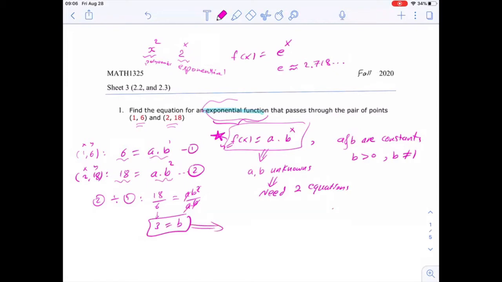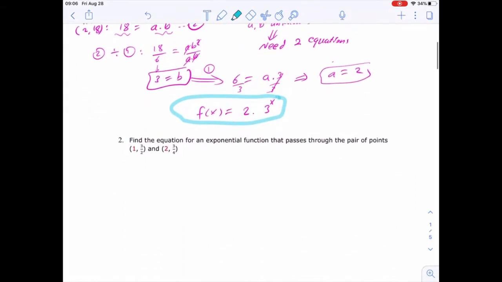Now we plug this into one of the two equations to find a. Let's plug into the simpler one, which is the first. So we have 6 equals a times b, where b is 3. Then we divide by the coefficient of a, and we get a equals 2. Now we know the unknowns. So f of x equals a, which is 2, times b to the power x, 3 to the power x. This is the equation of the exponential function.